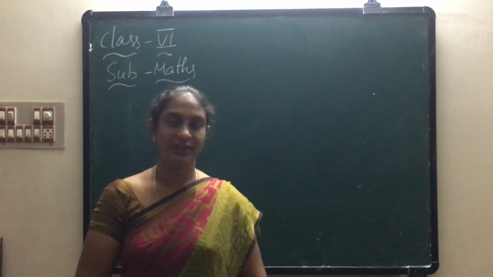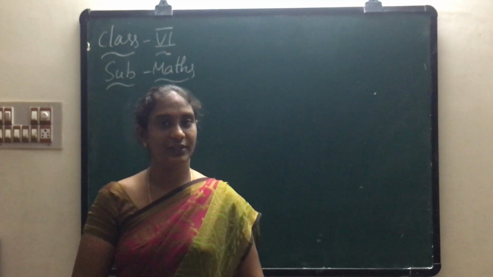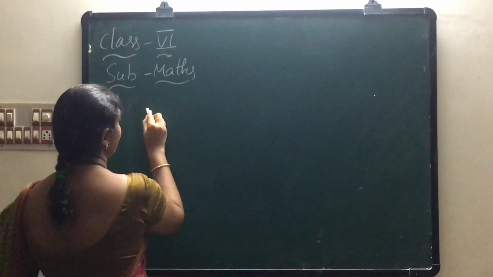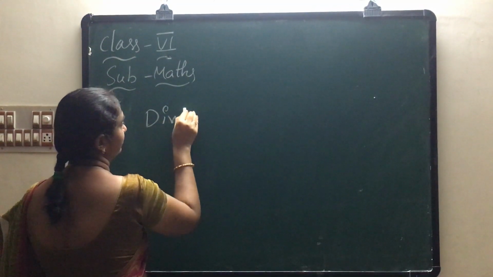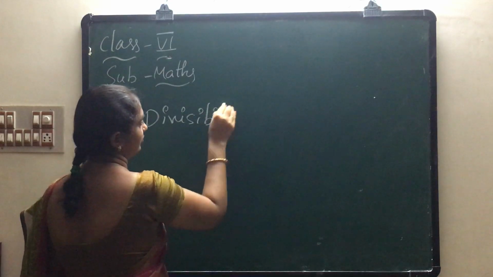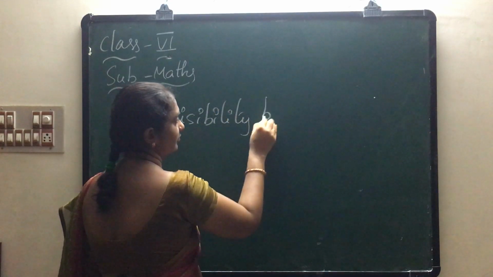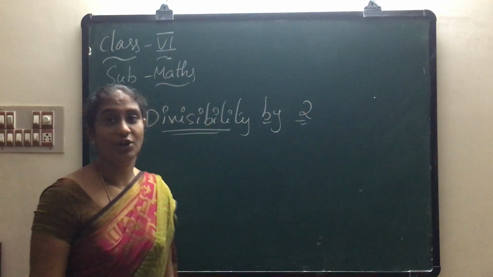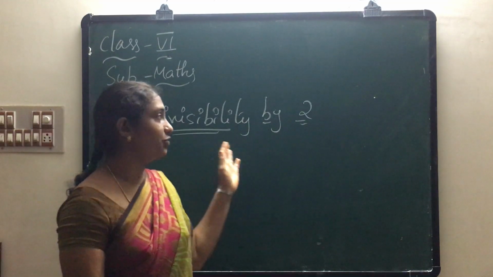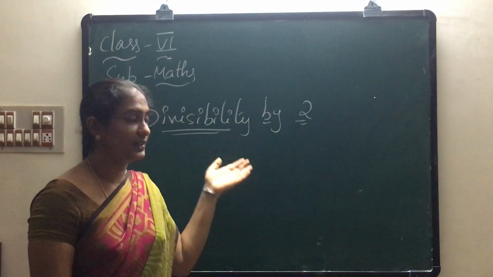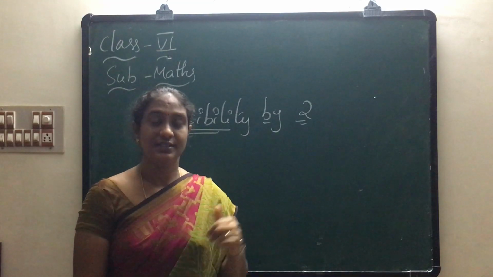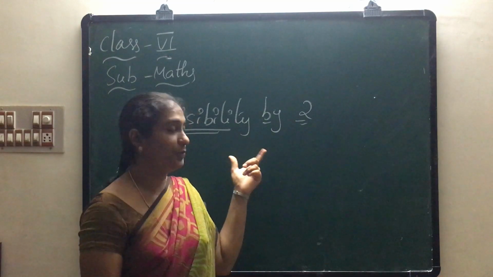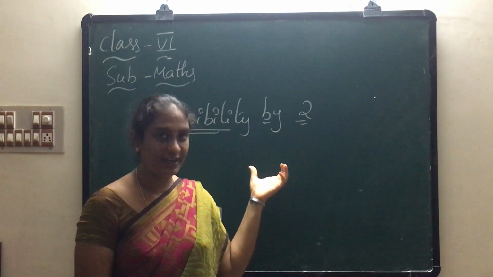Hi children, good morning. In the last class you learned about the divisibility rule by 2. Once again I am repeating. Divisibility by 2. For the 2 table, what we have to see is whether a number is divisible by 2. Suppose a 3-digit number is easy to divide. But if I give a 7-digit or 8-digit number, it is horrible to do the division. Now I am giving one division for you.